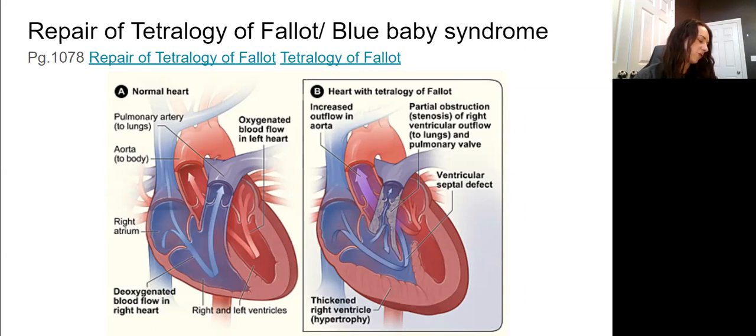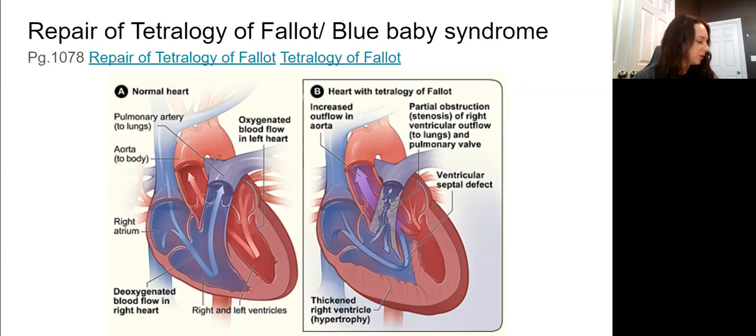So as I said, tetralogy of Fallot results in cyanosis. That's why they call it blue baby syndrome, because these babies are going to appear blue. Episodes of severe cyanosis with rapid breathing may even lose consciousness. So this is a very involved defect. Well, there's 4 defects that need to be fixed.